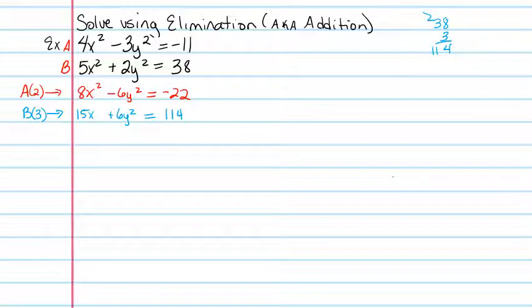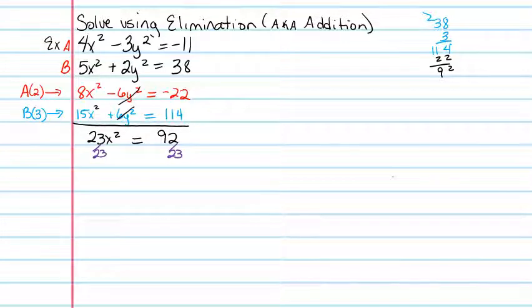Okay, so now I'm going to add those together. That's why it's also called the addition method. And the y's eliminate. That's why we call it elimination method. And I get 23x squared is equal to, back to my scratch work, 92. Divide both sides by 23. I get x squared is equal to 4. And so using the square root method, I'm going to get x is positive and negative 2.